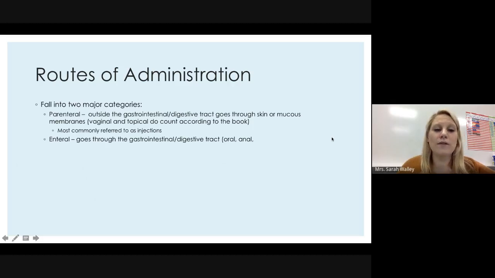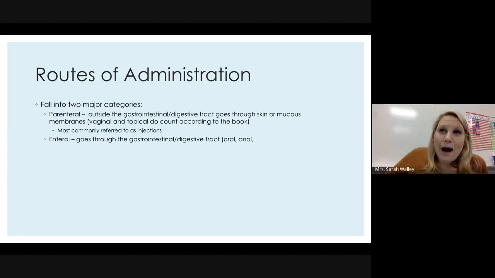And then you've got the route of administration. So that is how it goes through the body, okay? So parenteral versus enteral. So there's two major categories. Parenteral is outside of the digestive tract or the gastrointestinal tract. So it could go through skin or mucous membranes, like vaginal or topical, like on your skin, or it's going to go in most often as an injection. Okay, so when you hear parenteral, most often they're talking about an injection, but it could be vaginal or topical.